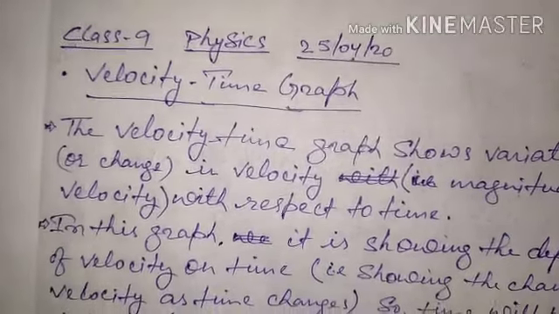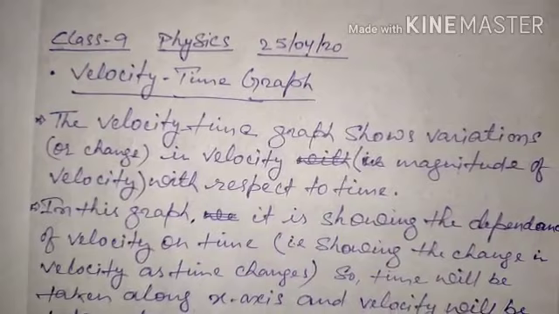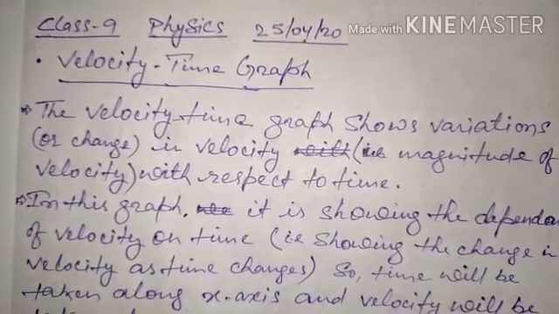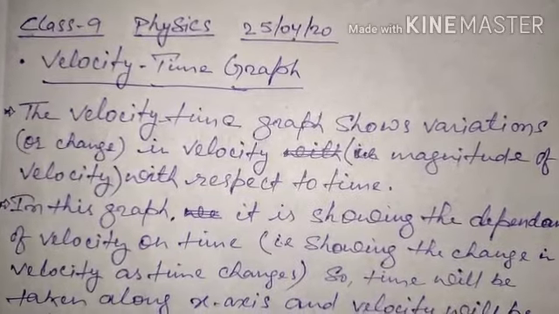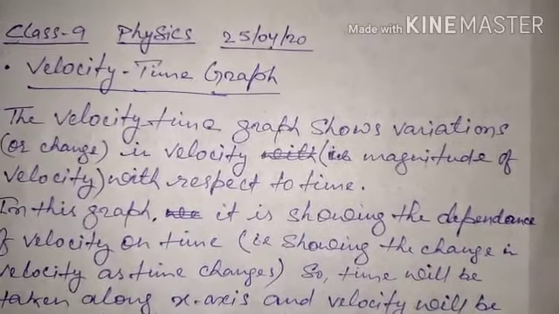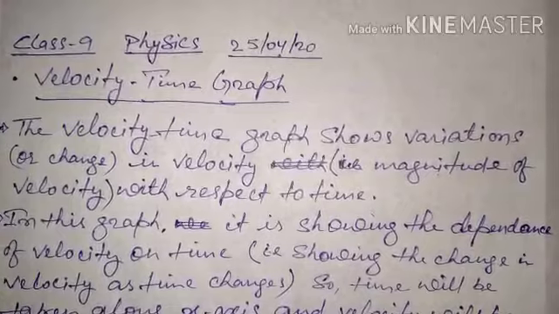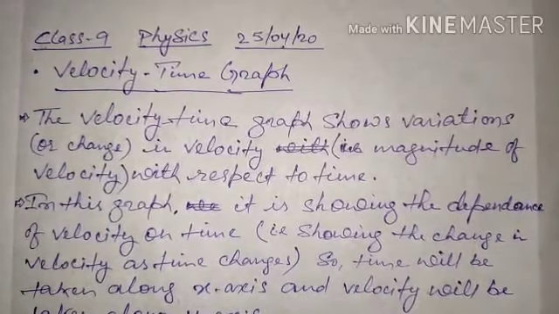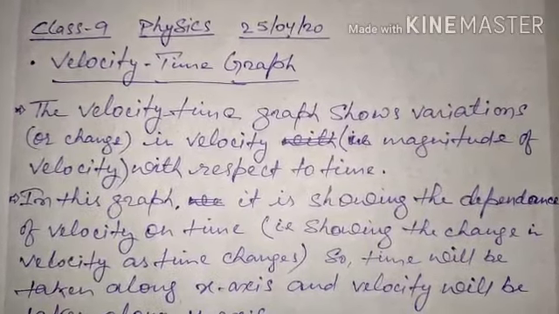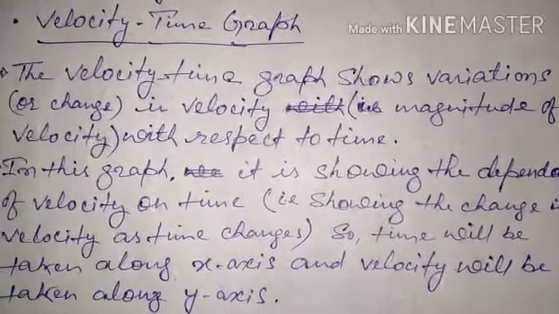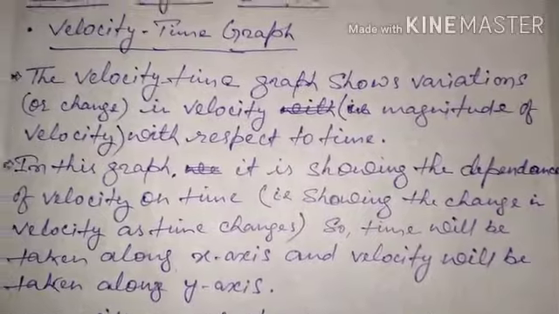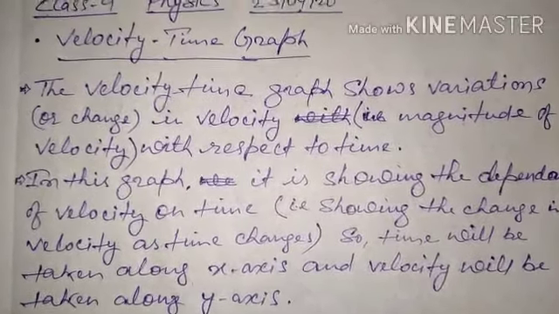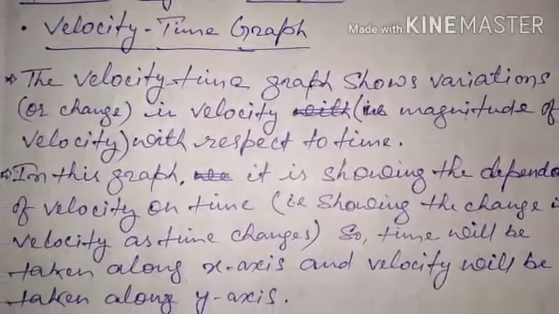In physics, in the previous classes we had started our first chapter of class 9, that is motion, and we had discussed lots of things in motion. In the last class, we had started the topic of graphical representation of motion. In that topic we had already discussed the distance time graph, that is the displacement time graph. Today we are going to start our velocity time graph.